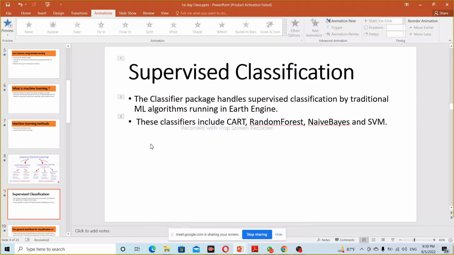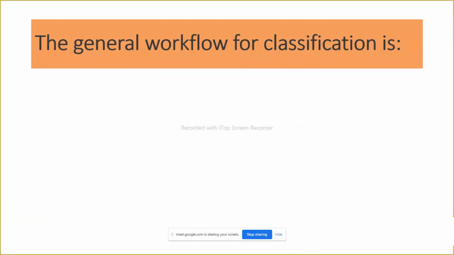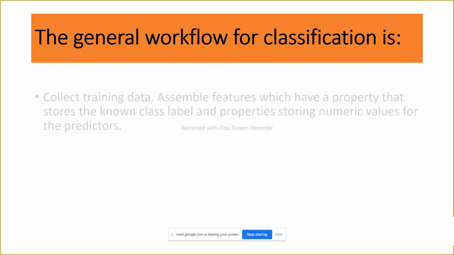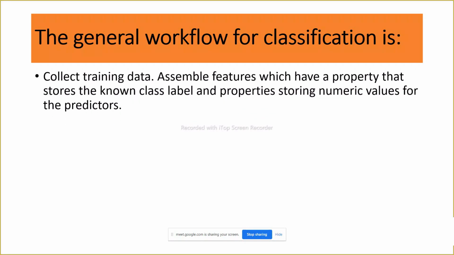Okay, this time I will discuss the general workflow of classification. When you want to work with classification, we need to follow some steps one by one. This is supervised classification, and when you work with supervised classification, you must get the training points. So first of all, you need to collect the training points.